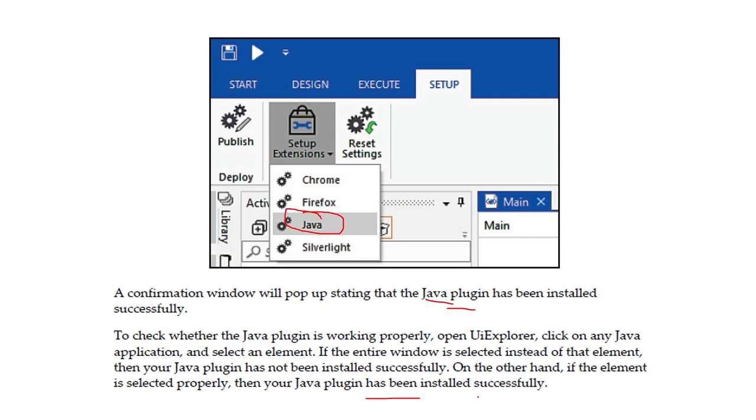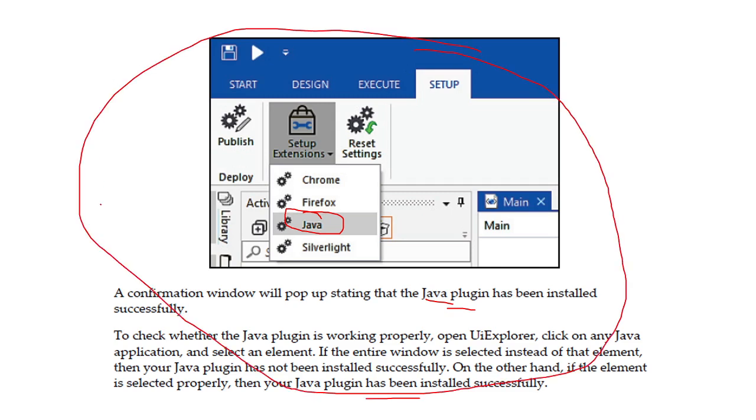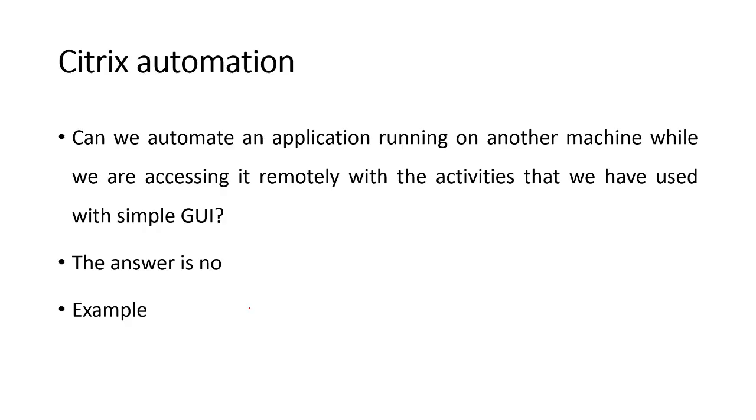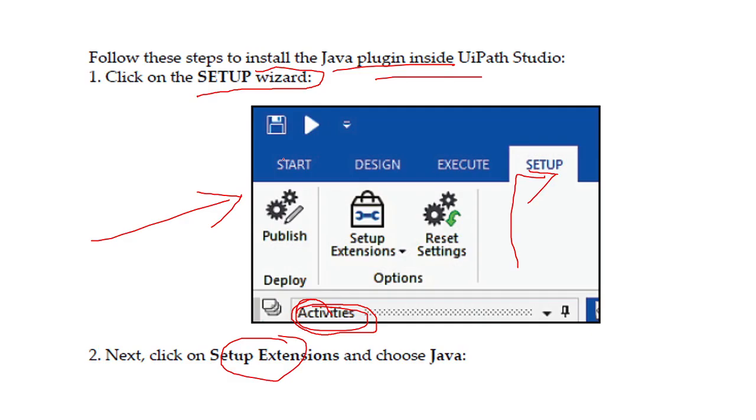Clear? So this is about the Java plugin. In the next class I will show you practically how to install the Java plugin in UiPath Studio. These are the steps that you need to follow in the older version of UiPath Studio. We shall see the current version in the next class, and then we shall continue with another interesting concept which you are already aware of, called Citrix automation. Clear? So with this I will conclude the session.